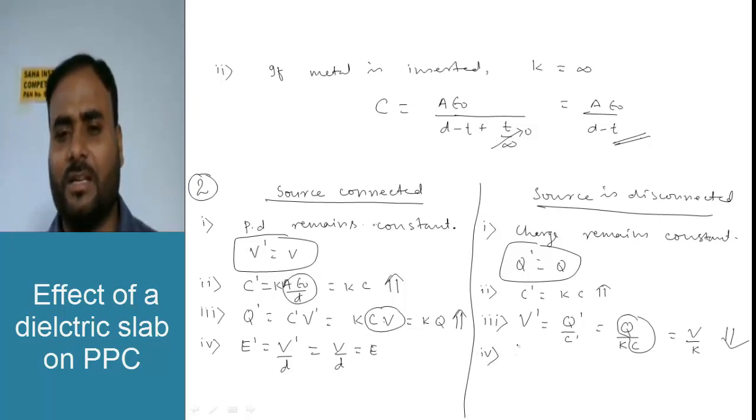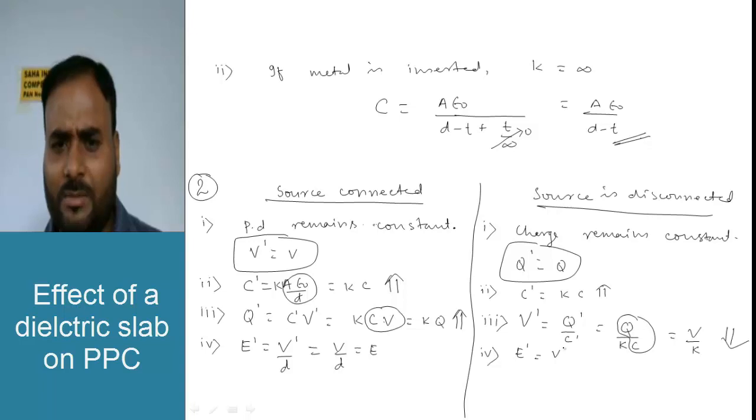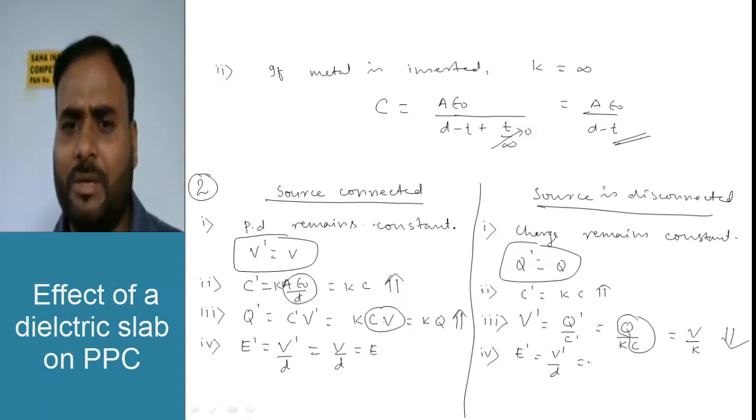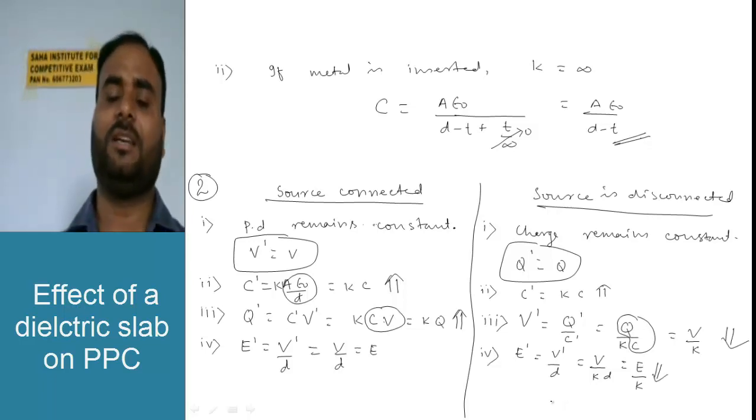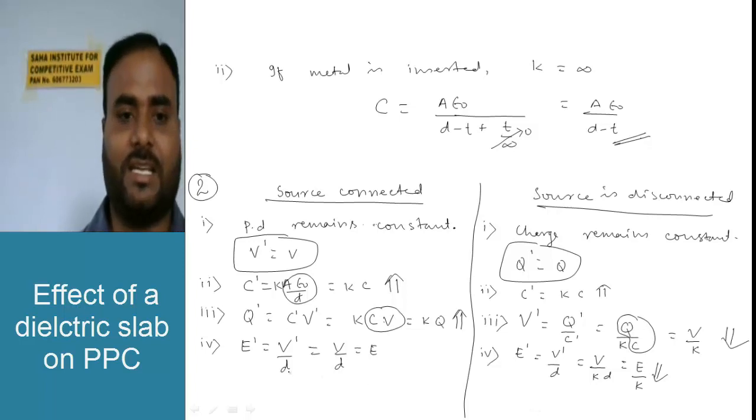So number 4 here, how will the electric field change in this case then? E dash, or E prime, will be again V prime over D. V prime is V over K, we have seen it here, and V over D is the original electric field. Hence we can see that the electric field in fact has reduced by K times.